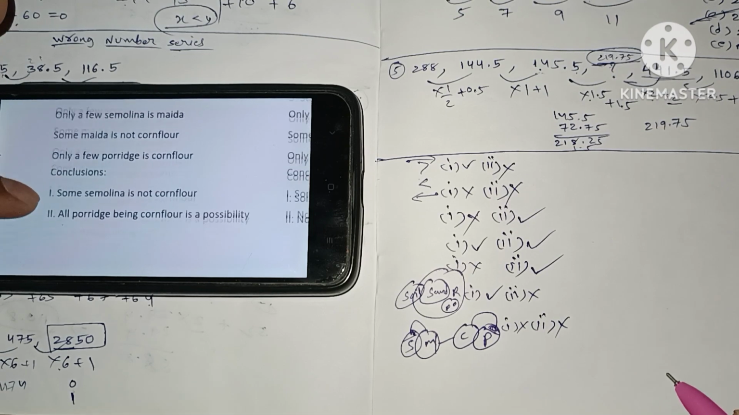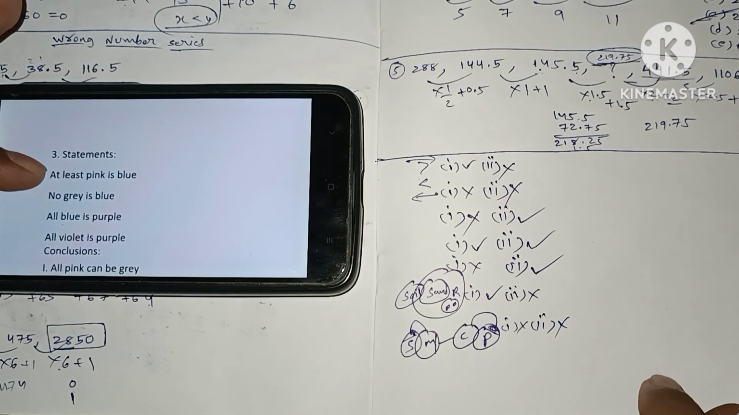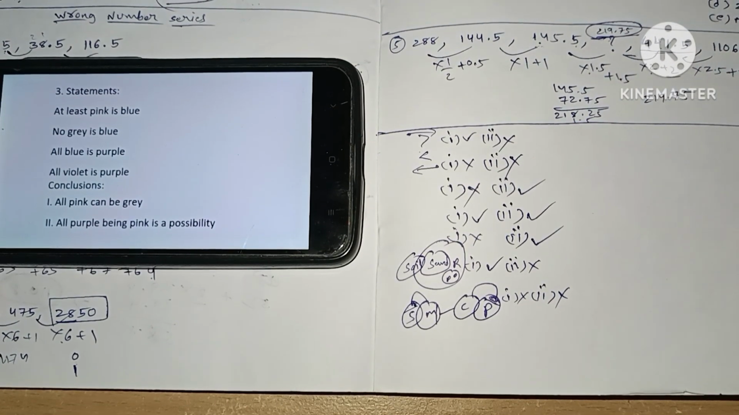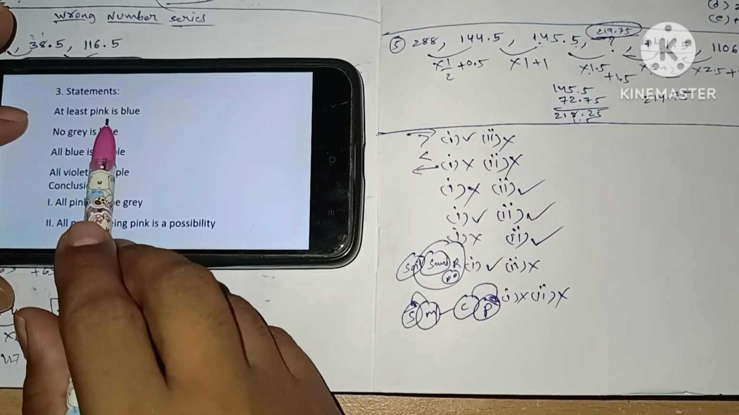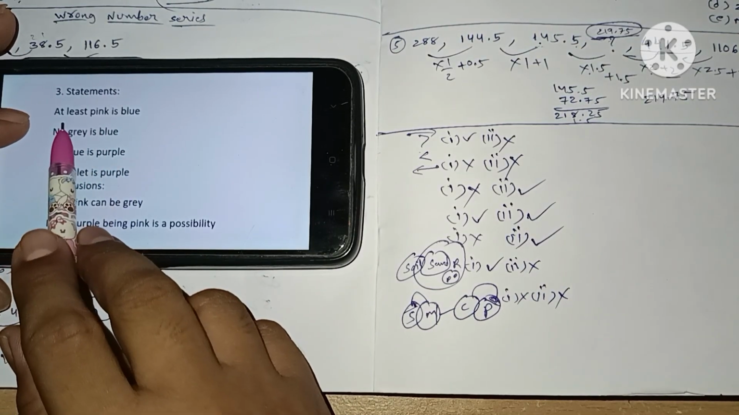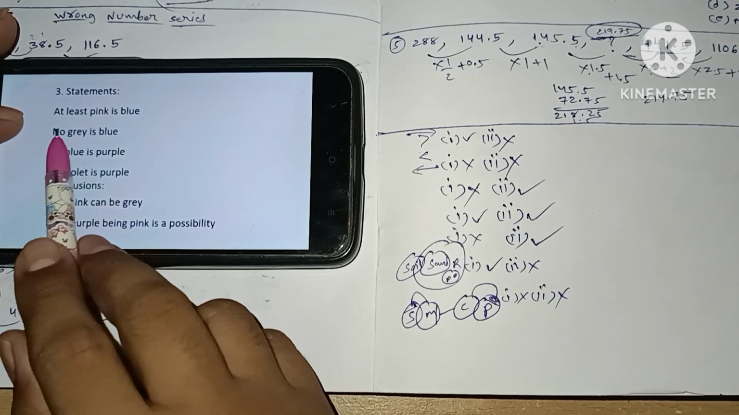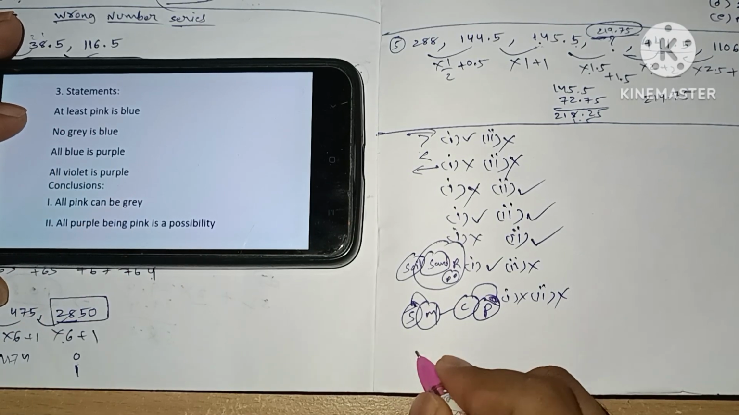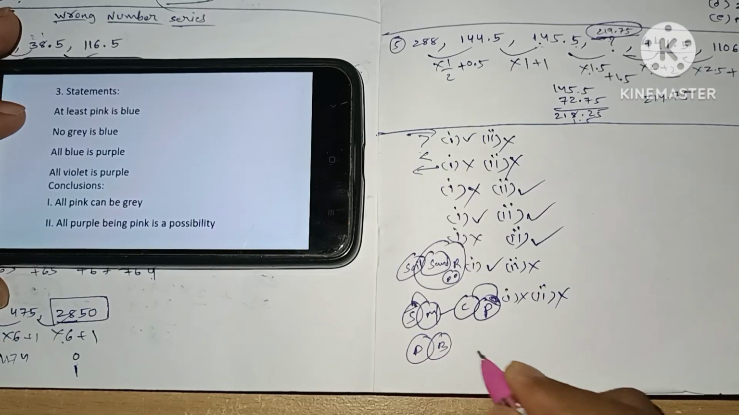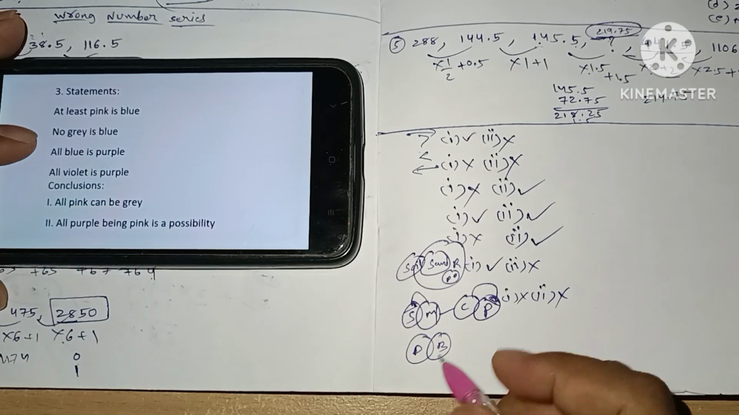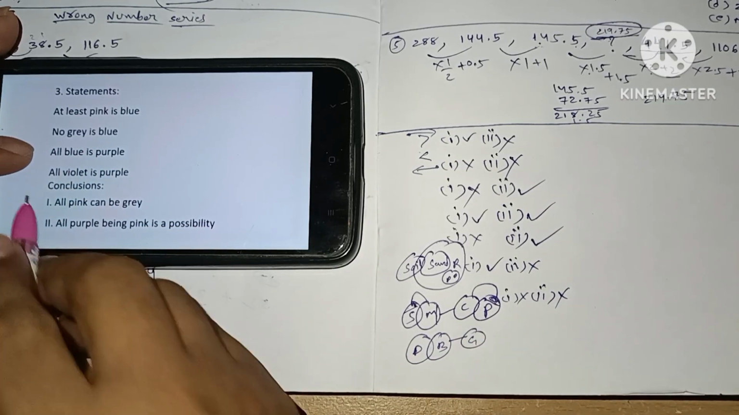Next, we are going to see third question. At least pink is blue. At least means minimum pink is blue. Minimum means so some pink is blue. No gray is blue. All blue is purple.